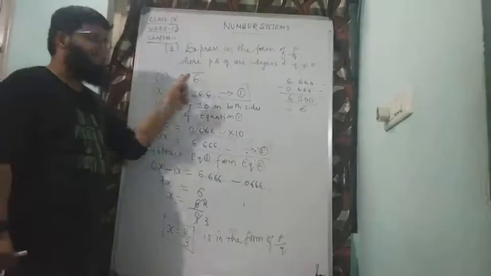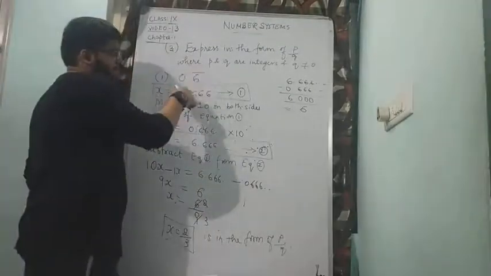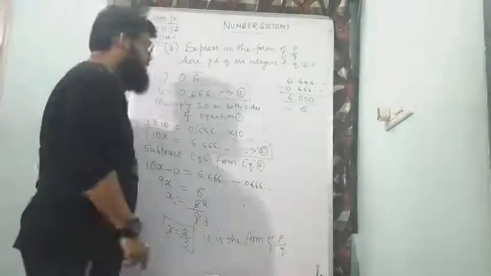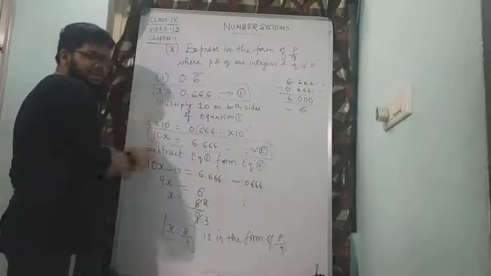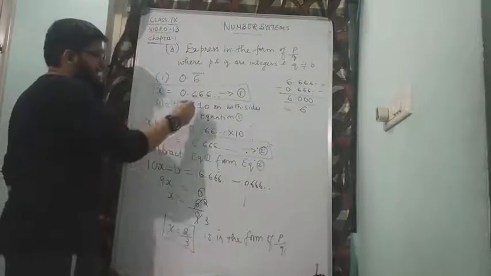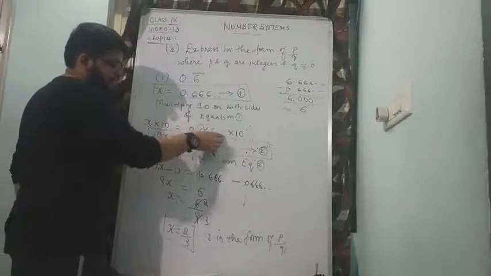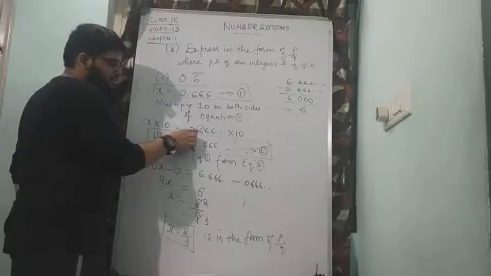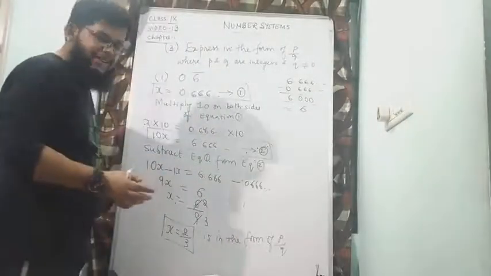So 0.6 bar was given to us. 0.6 bar means 6 is getting repeated many times. We will multiply 10 on both the sides. I have taken this number as x. So if I multiply by 10, it will become 10 into x, 10x. And if I multiply 10 with this, the point will get shifted one time, it will become 6.666. What happens to this 0? 6 means only 6, no? So there is no need of writing that 0 now.